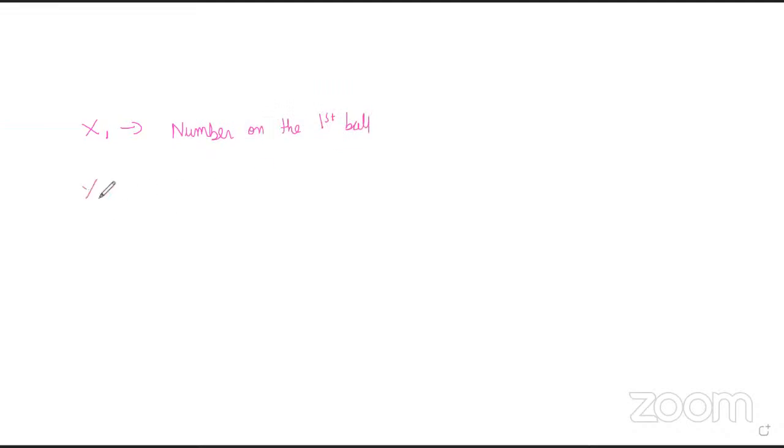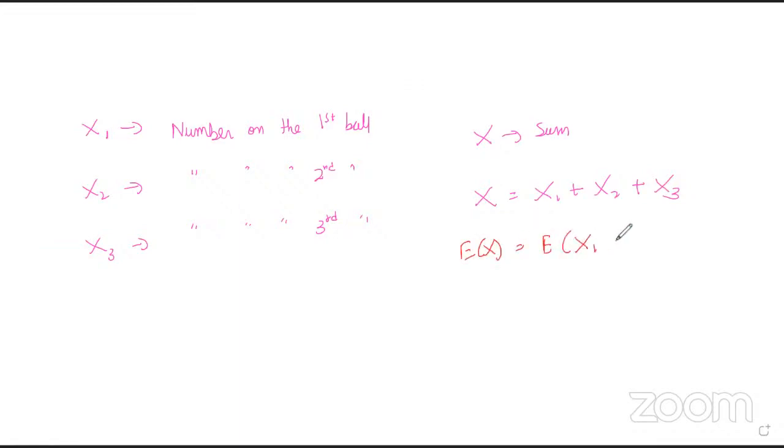x2 be the number on the second ball, and x3 be the number on the third ball. So we need to find the expectation of the sum. So let x be the sum of the numbers on the 3 balls. In general, you can write this sum as x1 plus x2 plus x3, right? And we need to find the expectation of it. So expectation of x is nothing but expectation of x1 plus x2 plus x3.